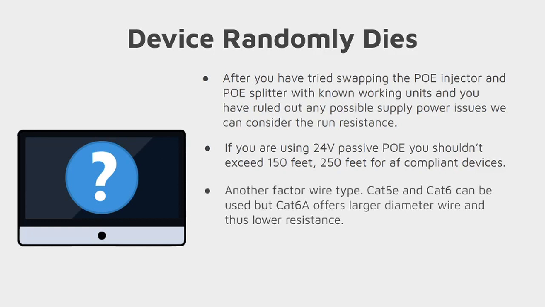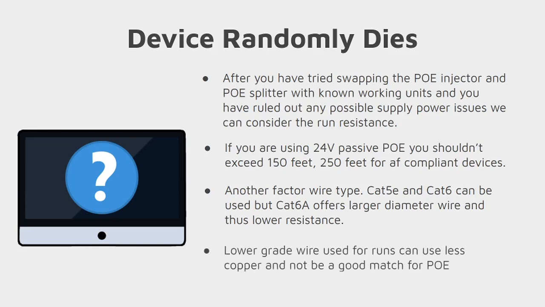Another factor is the type or the grade of line. If you're using a Cat 5e or a Cat 6, they're okay. But if you can find a Cat 6a, that's actually going to offer larger diameter internal wires. So those 8 wires are going to have a bigger gauge, and thus provide lower resistance and allow you to carry that power further without issues.